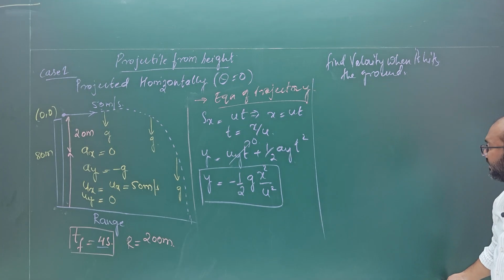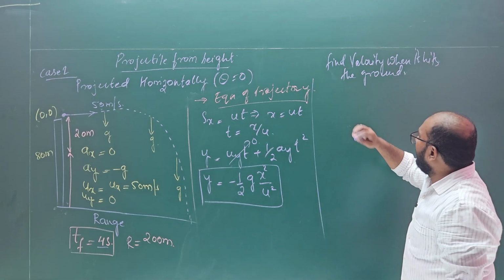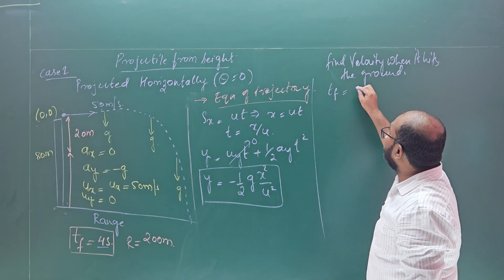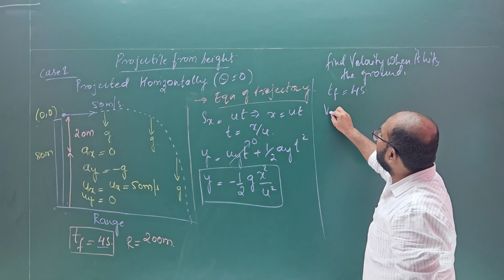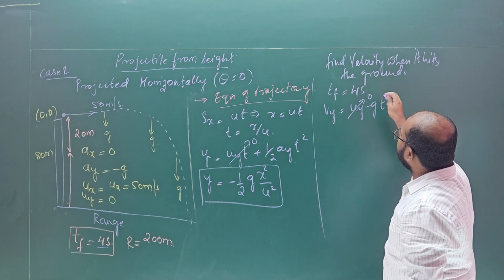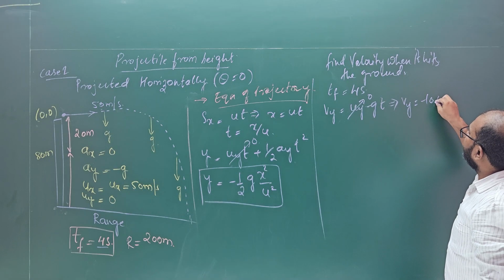Okay, so let us find that. Now we will find the energy also at that time. So it is hitting at what? First you need to calculate the time of flight, and what we got? 4 seconds. That means Vy is nothing but uy minus gt, and this value is 0. Then can I write Vy is nothing but minus 10 into 4.